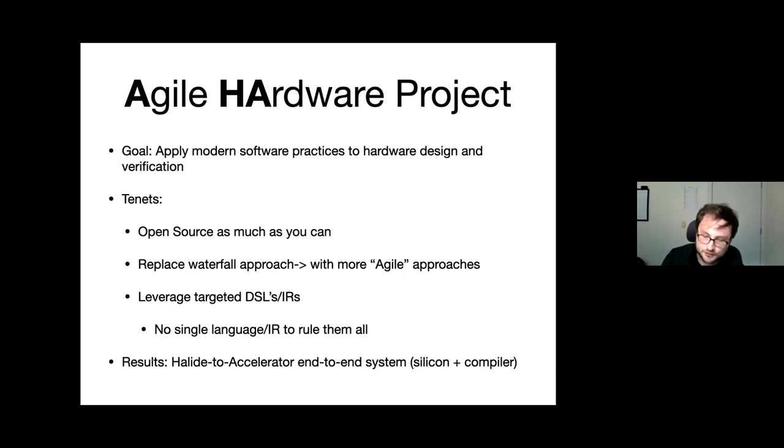So the goal of the center was to refresh how people do hardware design, specifically to apply modern software practices to hardware design and verification. This pitch is probably very close to home for most of you working on hardware tools today, especially this group. Our main tenets, which guide our projects, are to be open source when possible, use agile flows instead of waterfall flows, and leverage domain-specific languages for efficient design. Our biggest result is an end-to-end system which can compile the Halide image processing DSL to a custom-built coarse-grained reconfigurable array, or CGRA. We've actually taped out silicon and built this compiler toolchain with almost entirely our own tools.